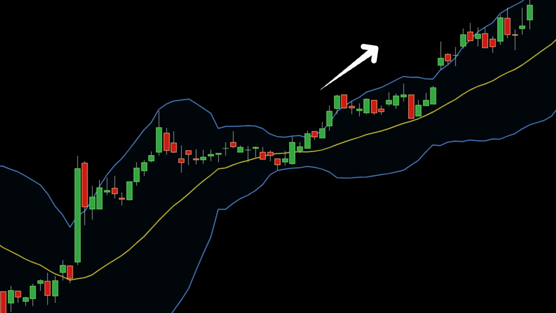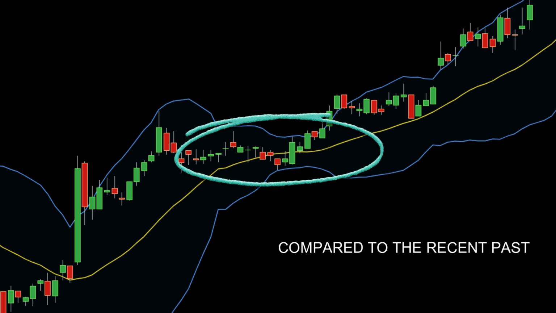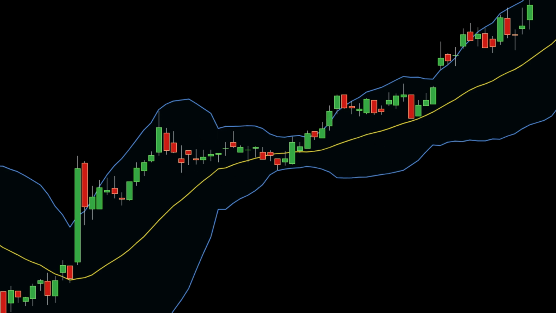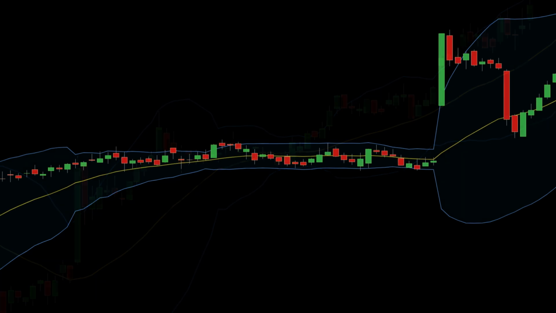What does that tell you? It tells you volatility is drying up. The market is getting quiet. It's coiling like a spring and it's getting ready for the big move. And the longer and tighter that squeeze, the more explosive that potential breakout. But just finding that squeeze is not quite enough.